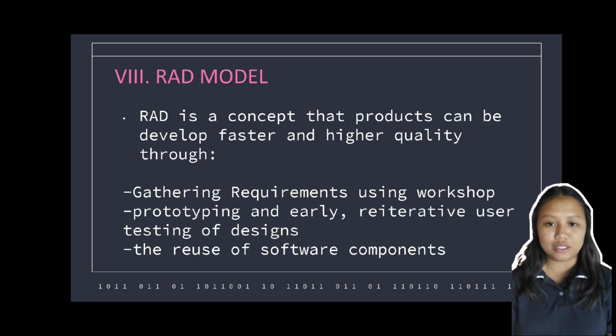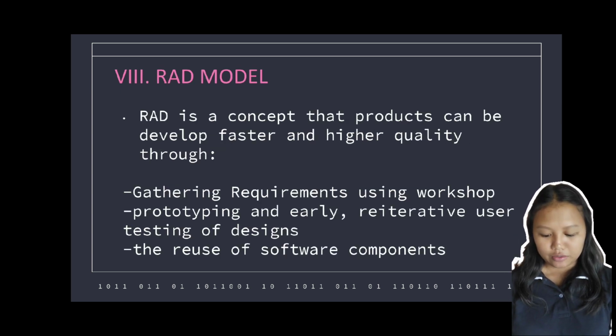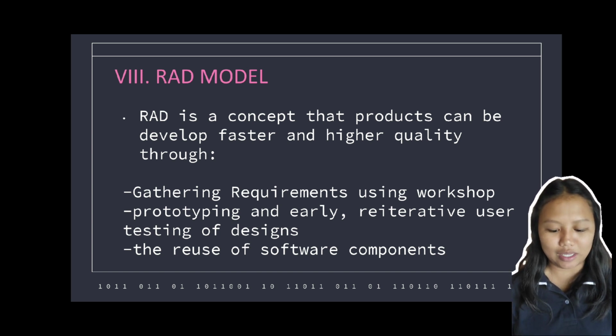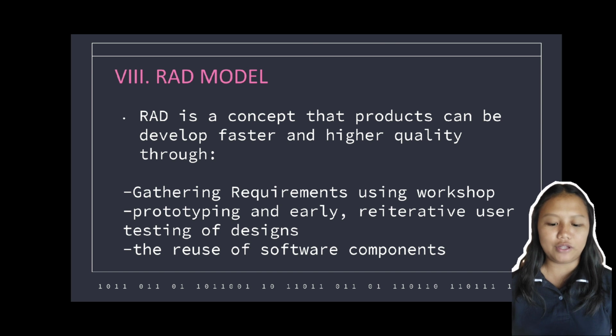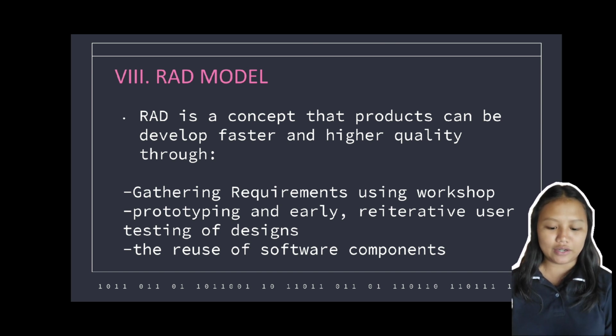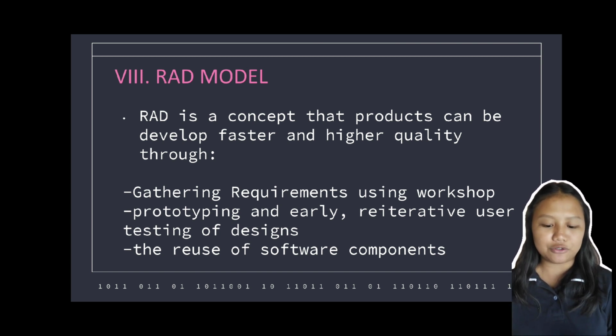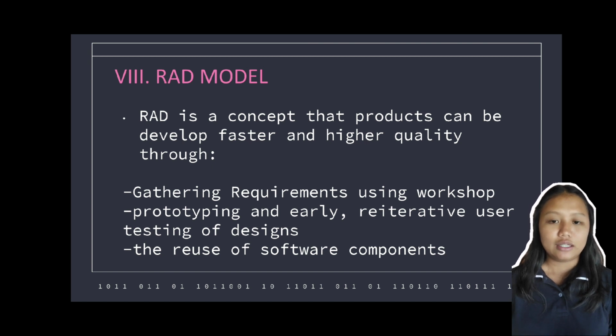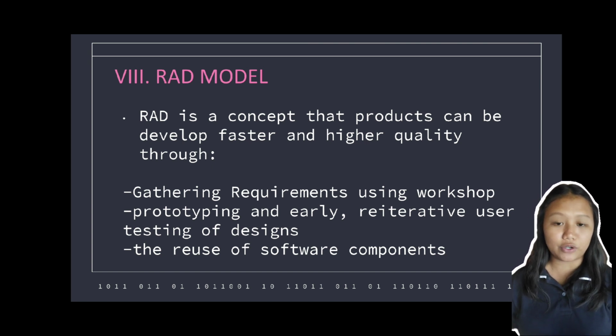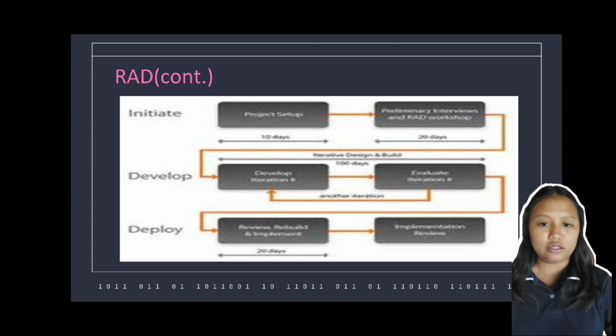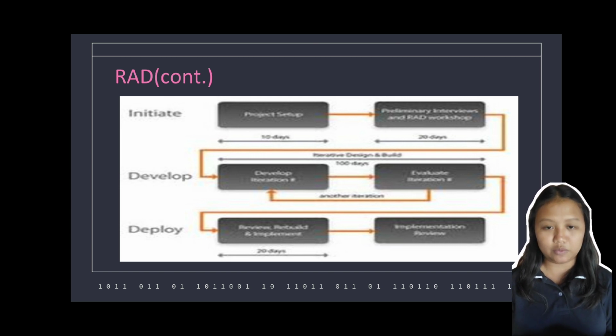I'm Lovely Respilia Kuna, and what is the RAD model? The RAD model is a concept that products can be developed faster and with higher quality through, first, gathering requirements using workshops, second, prototyping and early iterative user testing of designs, and lastly, the reuse of software components. And here is the RAD model.